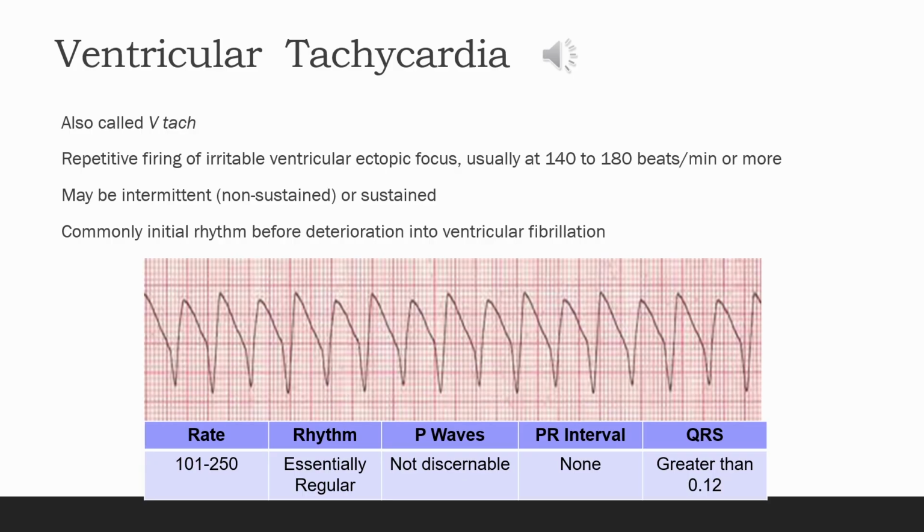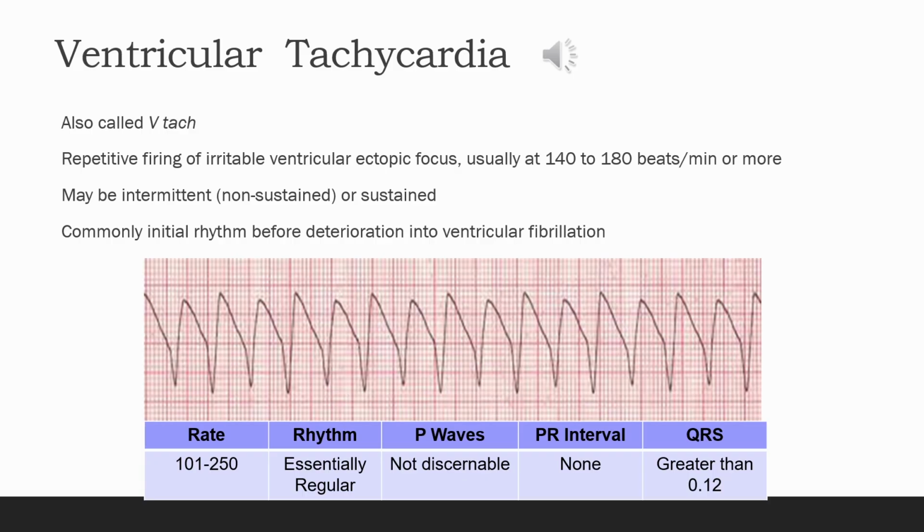VTAC can occur intermittently, which is non-sustained VTAC, which is what we saw on the last slide where we had just a run of 3 or more PVCs. Or VTAC can be sustained, where it lasts longer than 30 seconds. As far as identifying VTAC on an ECG, first we look again at the rate. Obviously we can look at the strip and know something's not right because we know what a normal sinus rhythm looks like and this is not it.